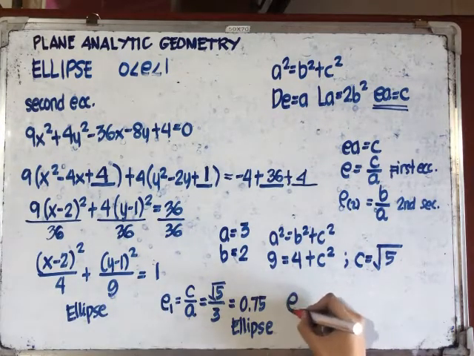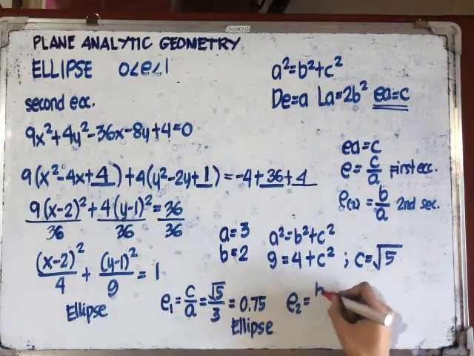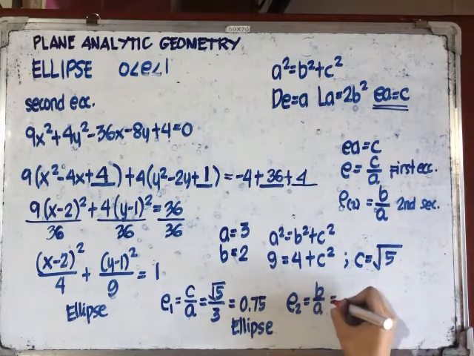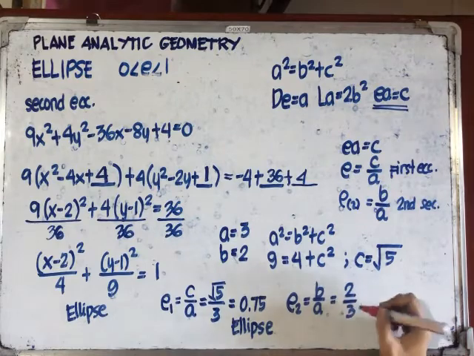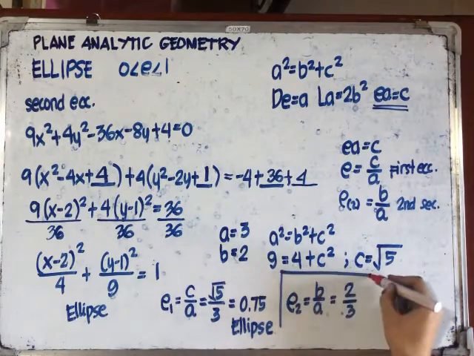For second eccentricity, which is yung tinatanong sa problem, B over A, so we have B natin which is 2 and A natin is 3. So this is our final answer.